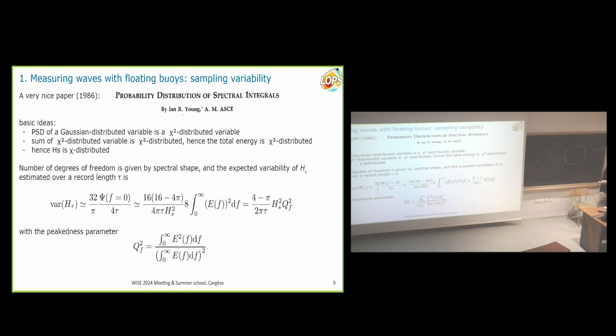And the nice property of these chi-distributions is that there's a nice ratio between the standard deviation and the mean, and that's given by the number of degrees of freedom with some funny gamma functions. But you can figure out that the variance of the wave height over a record length tau will be given by this kind of expression, in which the wave height comes in, and there's an interesting parameter, a spectral peakedness parameter, which is the integral of the spectrum squared, divided by the square of the integral of the spectrum. So you can predict, theoretically, what should be the standard deviation for wave heights just due to groups. And I'll come back to that at the end.